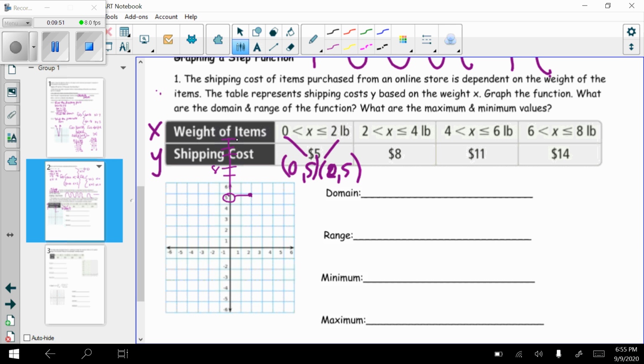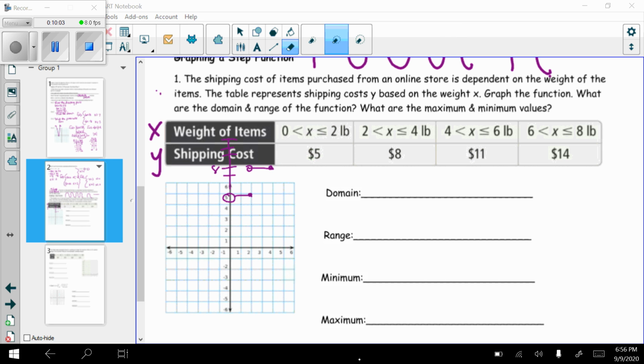So let's see, over 2, up 8, open, (4, 8), closed, connect. I'm going to erase this so we can see our graph. And then now here I'm doing (4, 11) and (6, 11). So over 4 up 11 is open. 6 up 11 is closed. Connect.